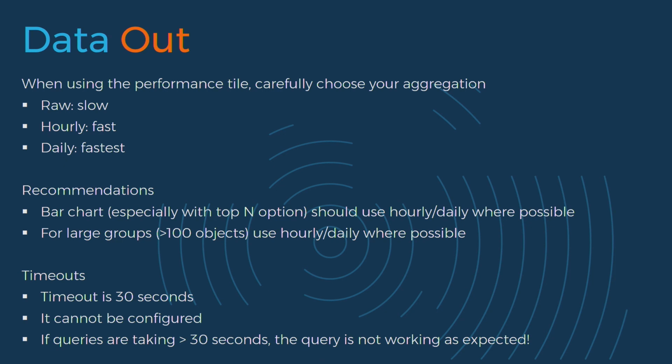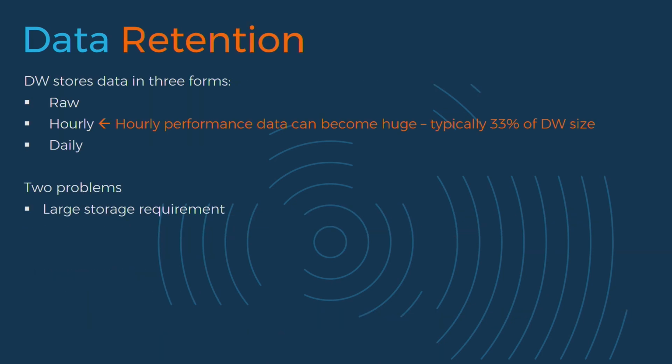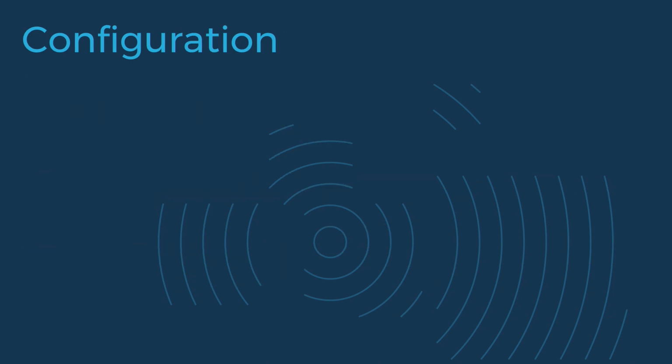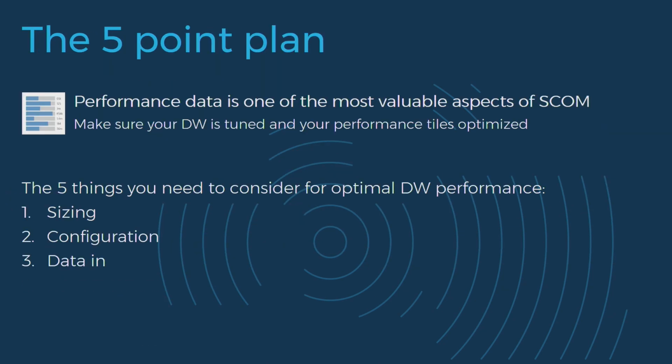Yep. So that's what I had, that's sort of how I wanted to structure it. I'm just going to go back to that previous slide. I hope you don't mind, Matthew, and then we can recap. Just on the 5-point plan: sizing, configuration, data in, data retention, data out. If you've already deployed your data warehouse, then for the sizing and configuration, the horse has potentially bolted there, right? You've already got what you've got.